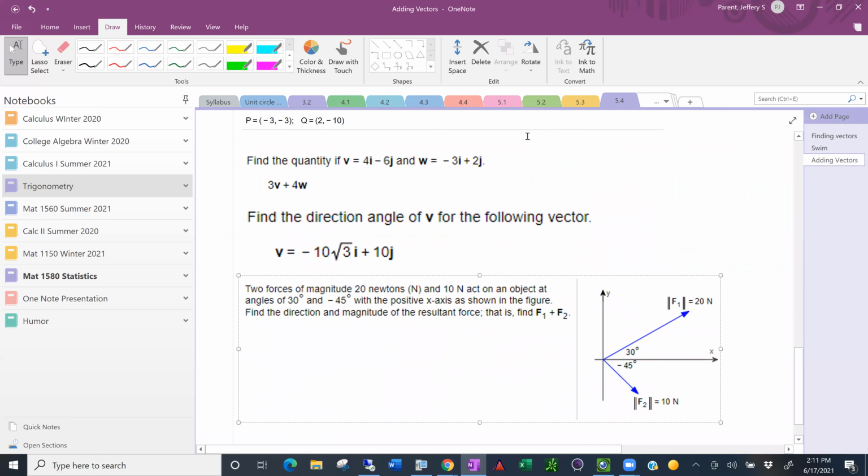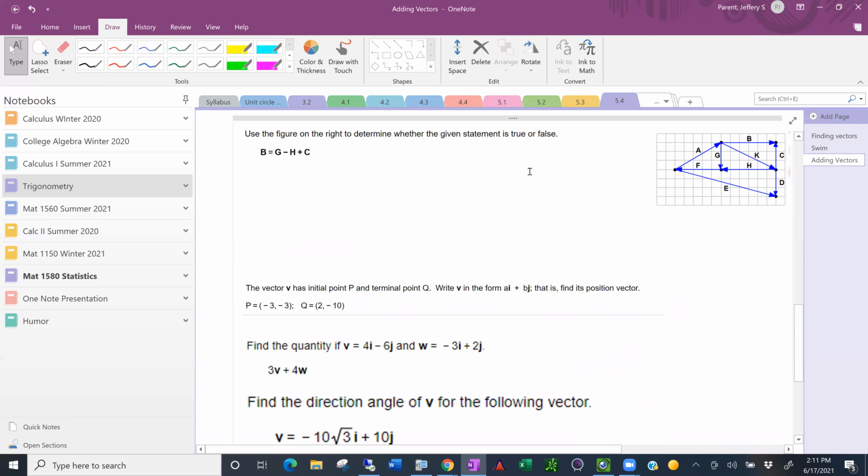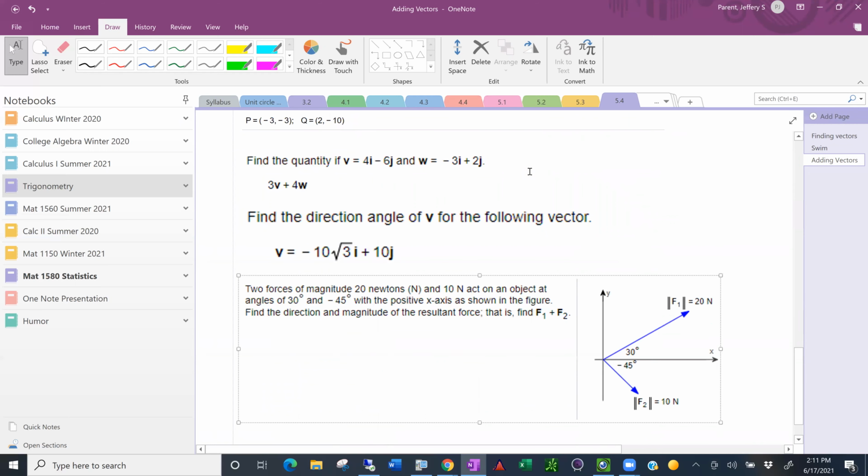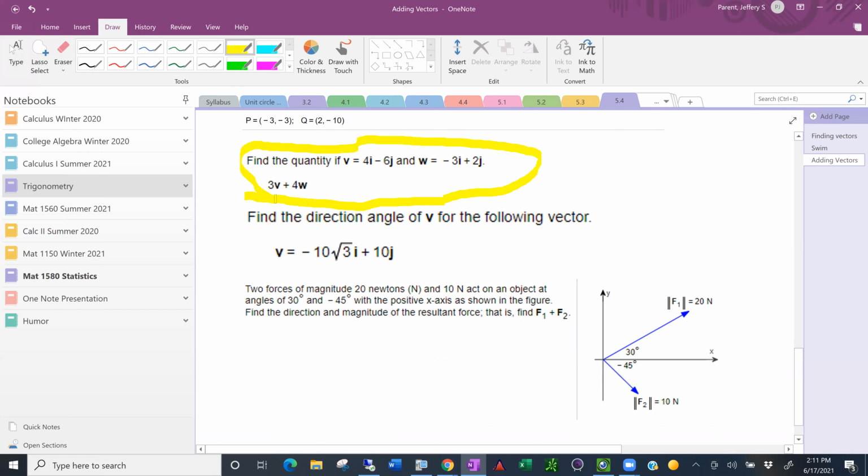Let's work on adding vectors and talk about those. Let's talk about it just mechanically first. So I'm going to work with this example right here, where they give us a couple of vectors, v and w, and they want us to calculate 3v plus 4w. So v is 4i minus 6j. w is -3i plus 2j. And we're asked to find 3v plus 4w.